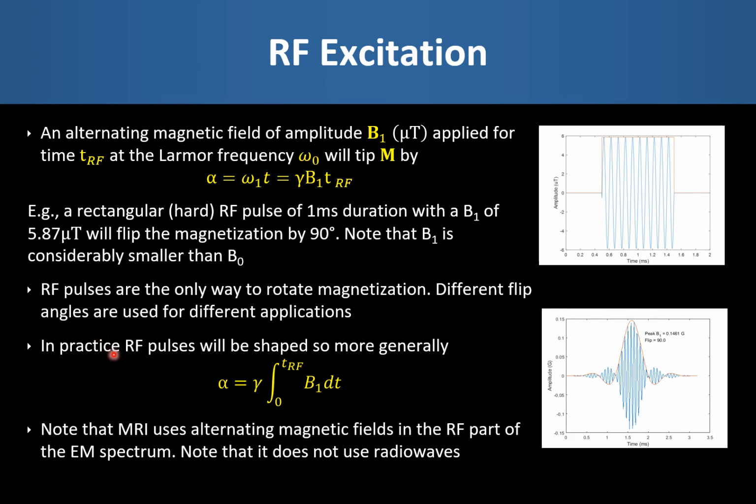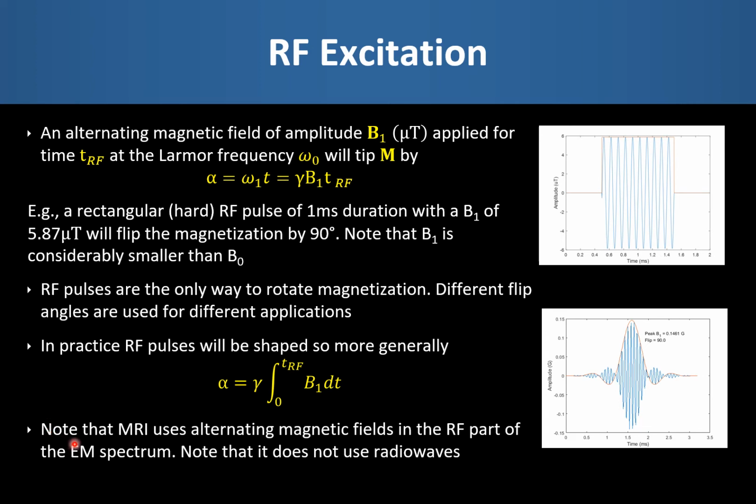In practice, RF pulses will be shaped. So more generally, the flip angle is going to be equal to the time integral of the B1 pulse. For example, here we have what is called a soft RF pulse. This will be a pulse which will be suitable for exciting a thin slice of spins within the body. We'll talk a bit more about that later.